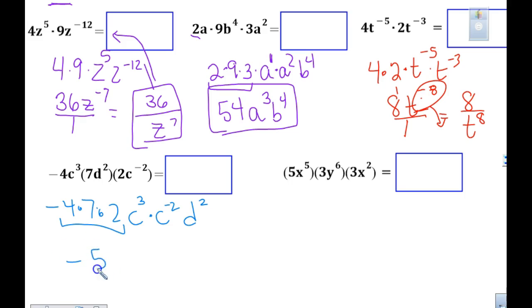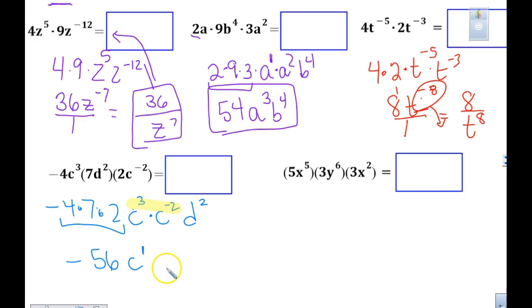As we are doing that multiplying, we're going to end up with negative 56. As we are looking at our exponents, as I'm adding those together, Nolan, what am I going to get for my exponent of c? So I have c to the third, and I also have c to the negative 2, right? So I want to add both of those. So this might be the step for some of you where you put 3 plus negative 2. Nolan, I'm going to get c to the first.